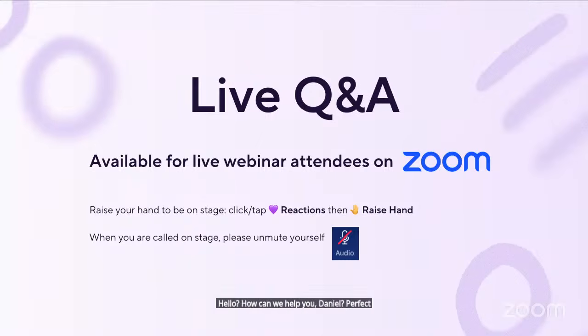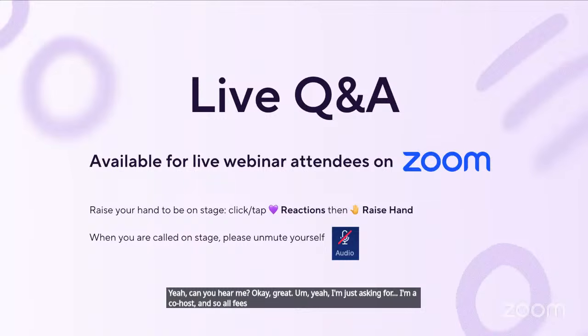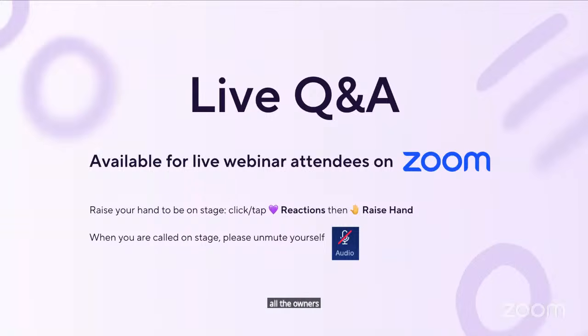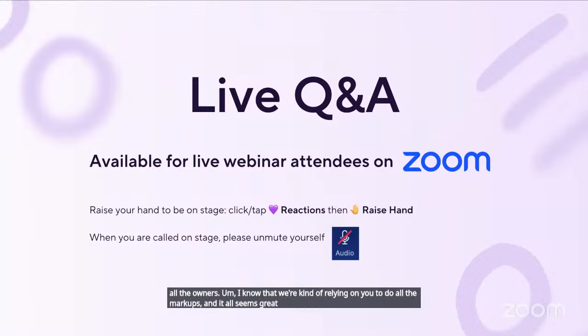Perfectly. Okay, great. I'm a co-host, and so all fees go directly to the owners. I don't use owner statements. I have a bookkeeper that goes in and then invoices all the owners. I know that we're kind of relying on you to do all the markups, and it all seems great, but we have some owners asking, well, does that mean you're getting a raise that we haven't agreed to? Do you guys have a plan for that?